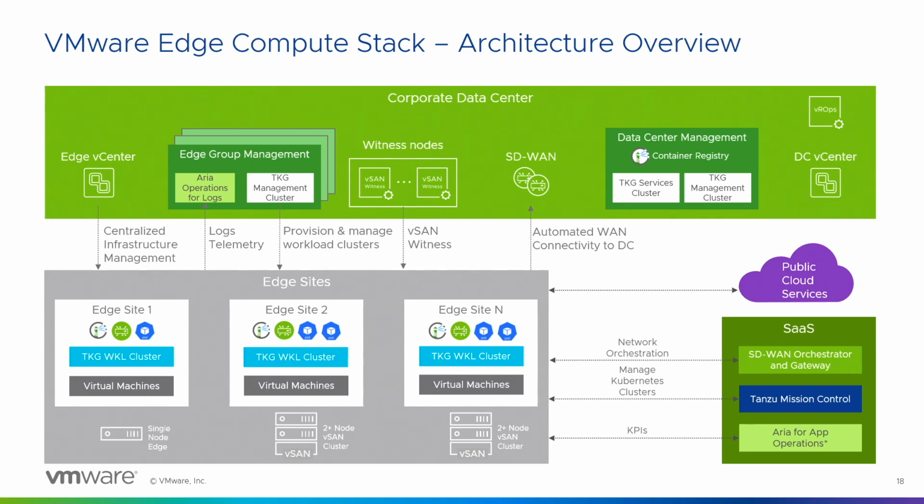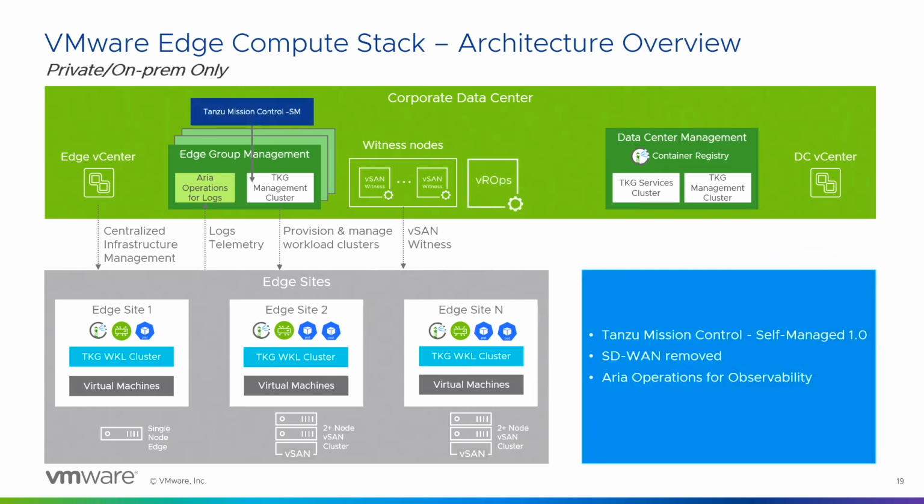But sometimes we have a lot of customers that say we can't have connectivity out to a SaaS interface of any sort. It's completely air-gapped, it's private networking only. So how do we answer when it's just a private, on-prem solution architecture? We introduced last year Mission Control now shifted to the corporate data center. We now have the option to do a self-managed install of Mission Control yourself and manage the fleet of Kubernetes in your on-prem infrastructure. And you can choose where to deploy that.